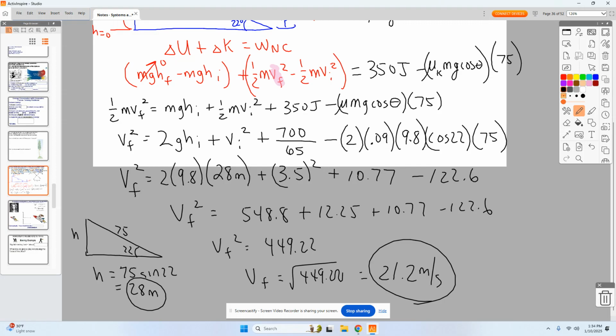I don't know if I did it right. I could have made some mistake up there, but I tried going through. Anyone getting something close to that? Okay. So there's a lot of math involved in that. It's just a lot of algebra.